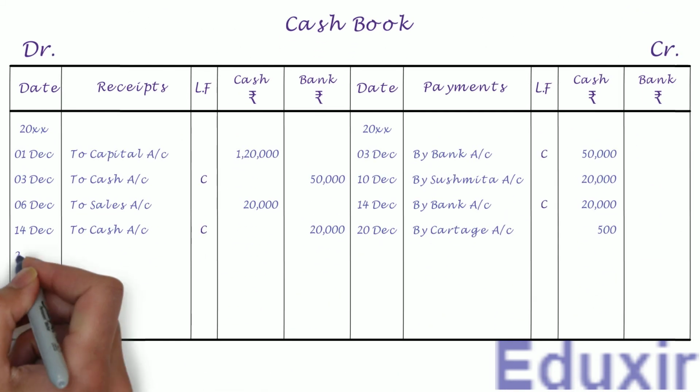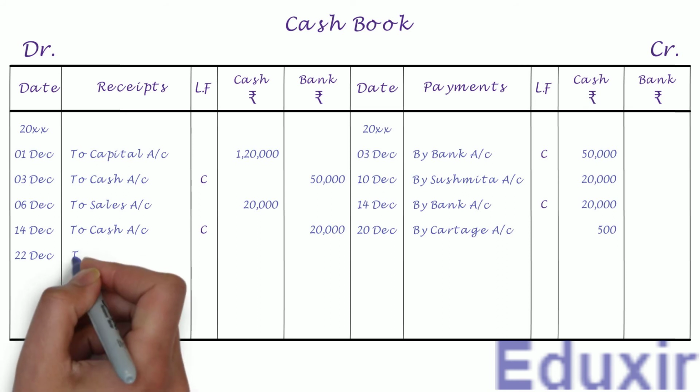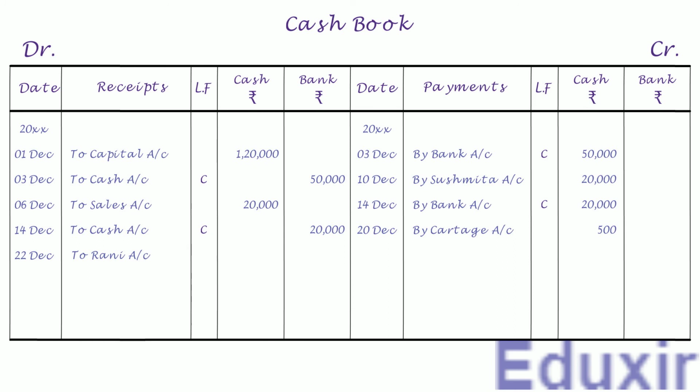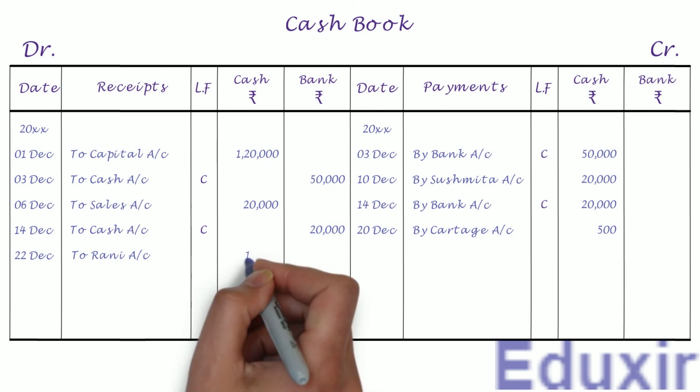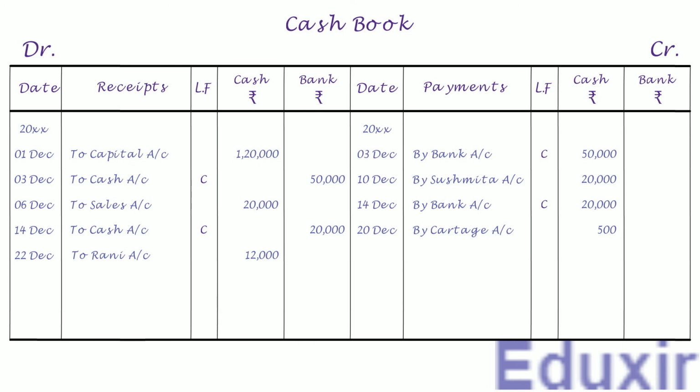Let us first record the date. Let us then record Rani account in the receipts column. Let us then record the debit amount of 12,000 rupees in the cash column. With that, we have completed the posting of this transaction into the cash book. Let us now take up the next transaction.